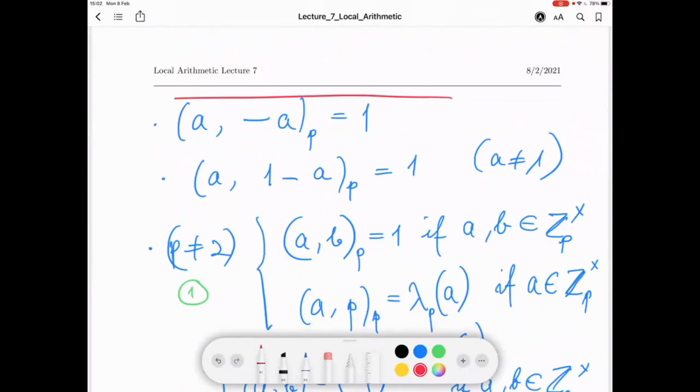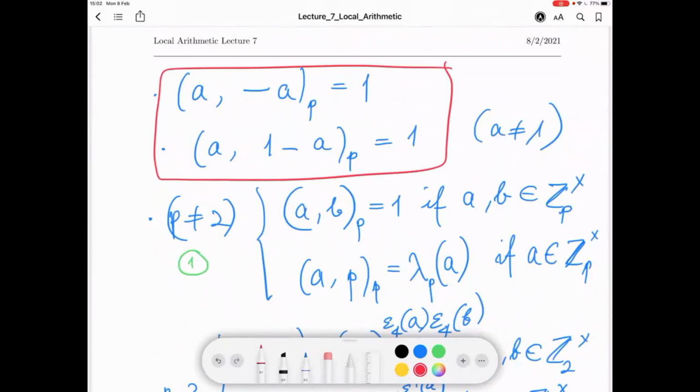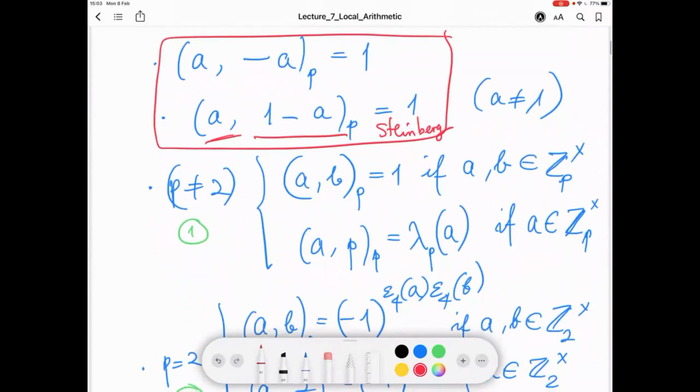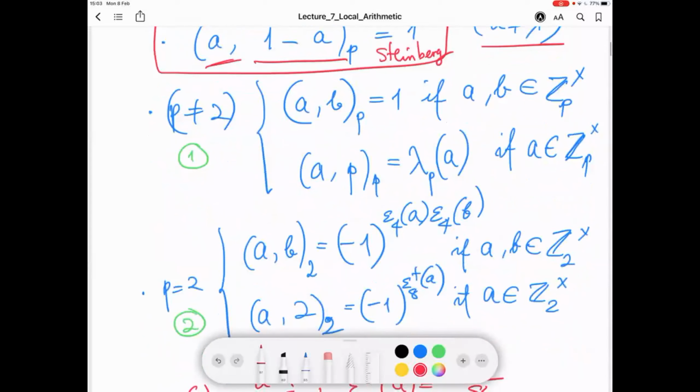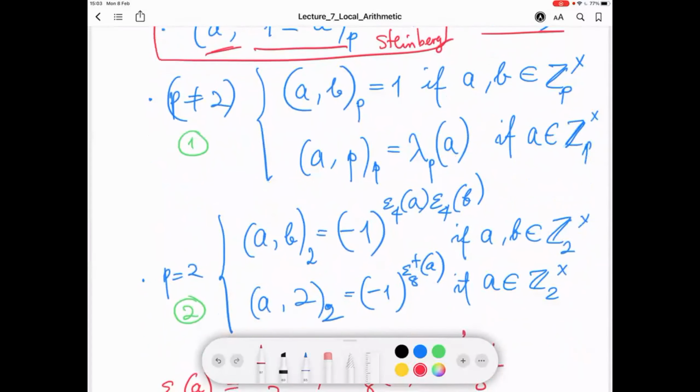And then there were these two things which he proved, saying that (A, -A)_P is always equal to 1. And this Steinberg property, that (A, 1-A)_P is equal to 1. Of course, this makes sense only for A different from 1. Okay. Now, even if you don't recall what the definition of this Hilbert symbol was, here are these two things which will allow you to compute it.